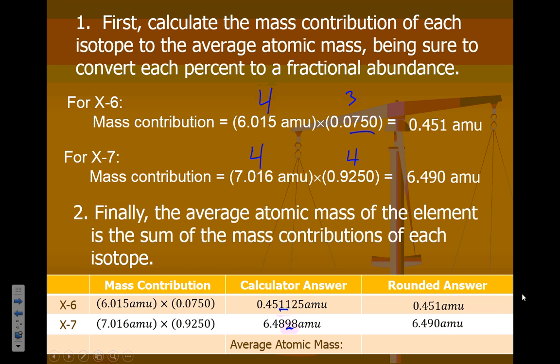To finish it up, you just combine and round. Both of these are uncertain to the 3rd decimal place, so my calculator gives me the 3rd decimal place. That would be the right rounded answer, 6.941 AMU.